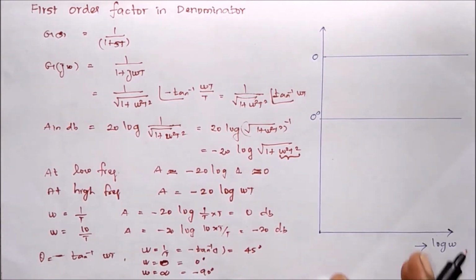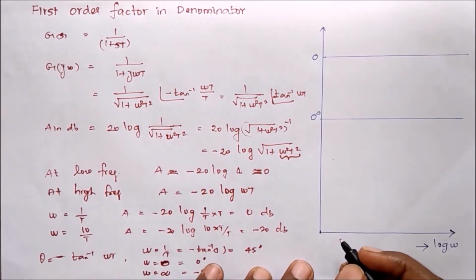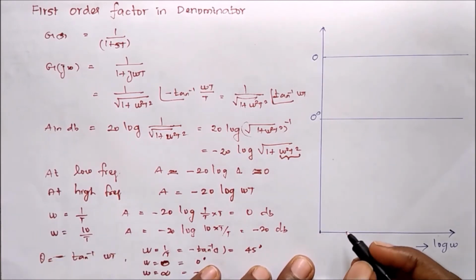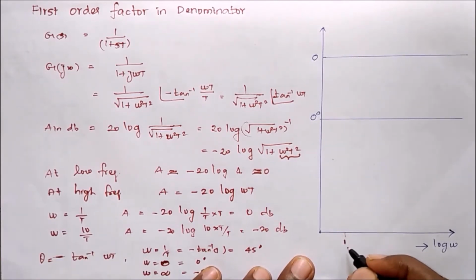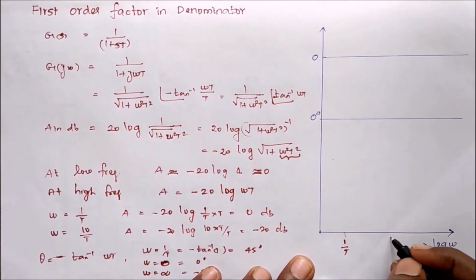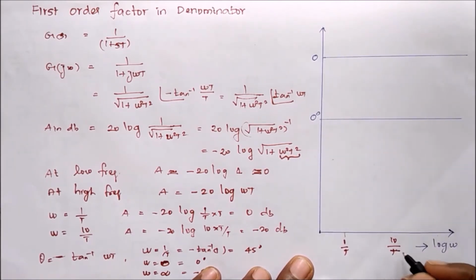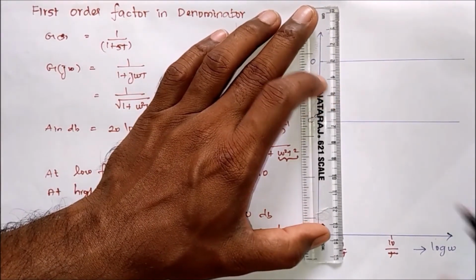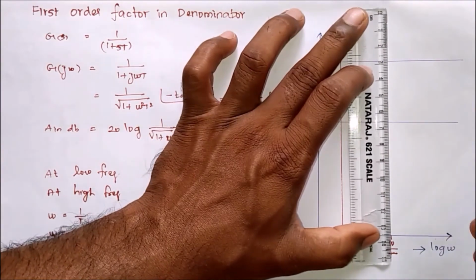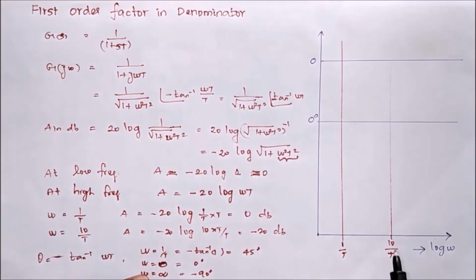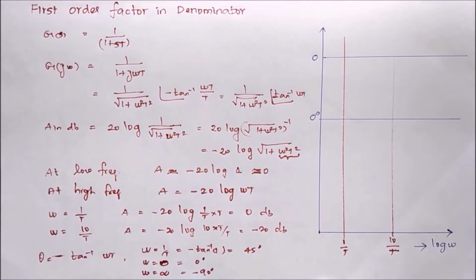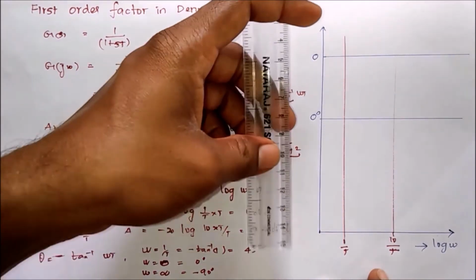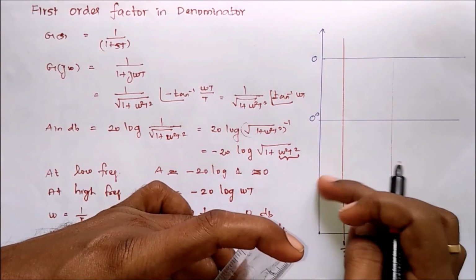Now we can consider various values of omega. According to the concept, we are going to mark the first frequency 1 by T, then the next frequency 10 by T, and likewise it continues in order: next will be 100 by T, then 1000 by T. So we consider first 1 by T, next 10 by T. Now we draw the parallel corresponding lines. In this Bode magnitude and phase plot, we are going to take the x-axis as common for the magnitude and phase plots.